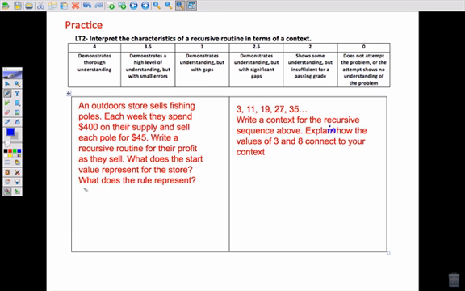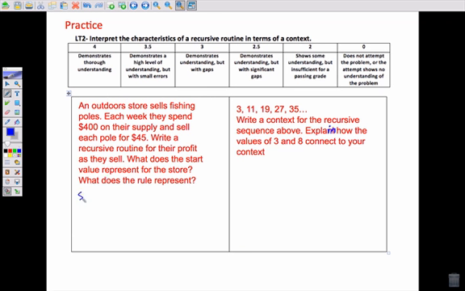Okay, so you should be ready to go over the solutions to these. An outdoors store sells fishing poles. Each week they spend $400 on their supply and sell each pole for $45. Write a recursive routine for their profit as they sell. What does the start value represent for the store, and what does the rule represent?